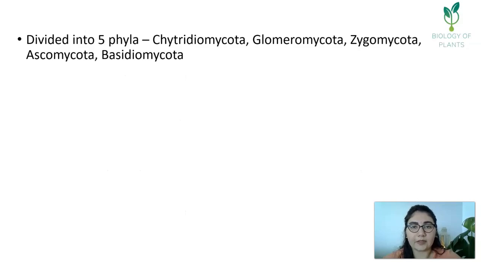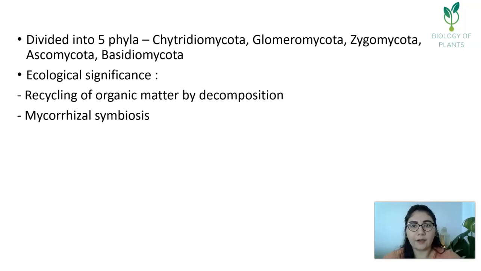The kingdom fungi is divided into 5 phyla: Chytridiomycota, Glomeromycota, Zygomycota, Ascomycota, and Basidiomycota. Now, what is the significance of the organisms called fungi? On an ecological perspective, fungi perform a very important process called decomposition, in which they break down organic matter, which results in recycling of nutrients back to the soil.